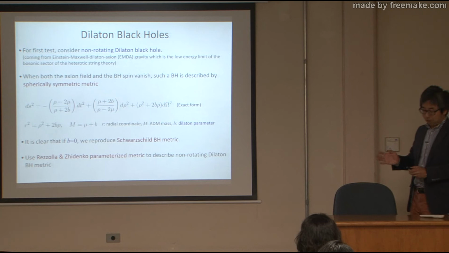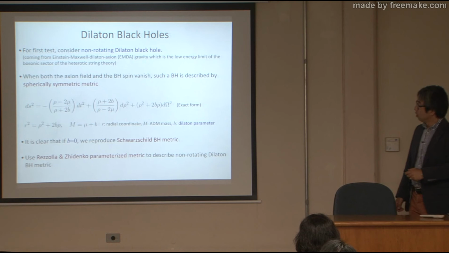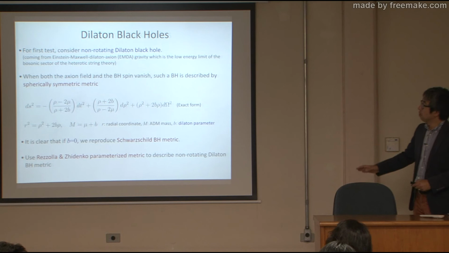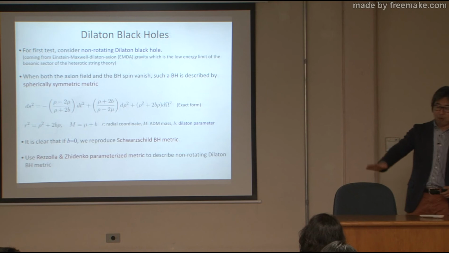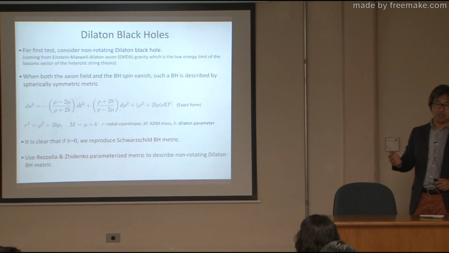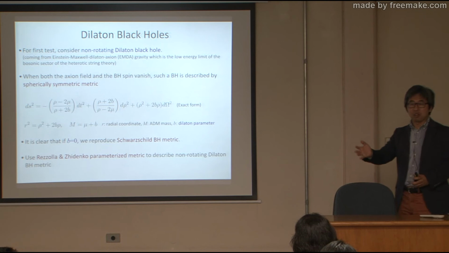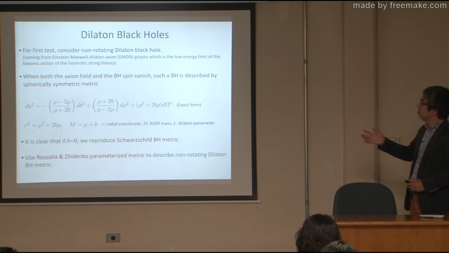Here we can use the non-rotating dilaton black hole. This is a very interesting type of alternative theory of gravity because it starts from Einstein-Maxwell-Dilaton-Axion gravity theory, which is also the low energy limit of the bosonic sector of heterotic string theory. So this dilaton originally comes from string theory. Dimensionally reducing to the four-dimensional picture makes this kind of black hole. If string theory is true, this kind of black hole may also exist, but we don't know yet. Anyway, this is one of the actual solutions of an alternative theory of gravity.